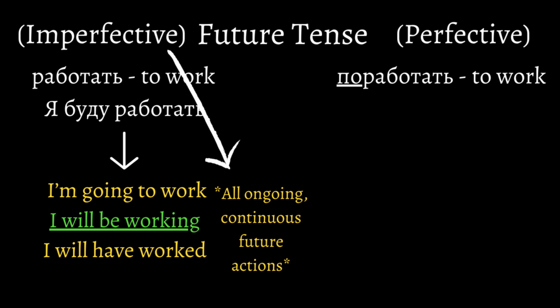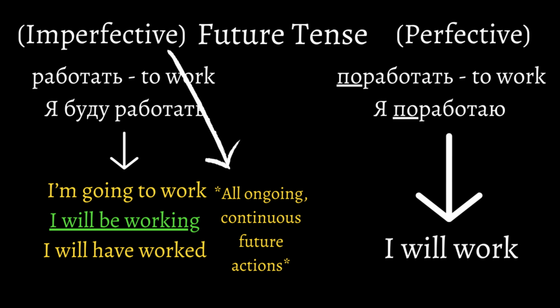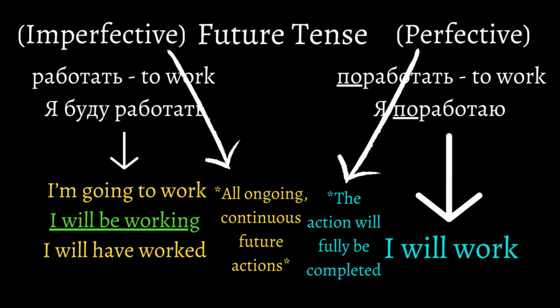Поработать still means to work, and in the future it will be я поработаю. The conjugation is basically the same as in the present, just with the prefix po. Considering that I already showed the continuous variations of this verb in the future in English, it's safe to say that я поработаю simply means I will work, because the action will fully be completed. This is how the imperfective and perfective work in the future tense.